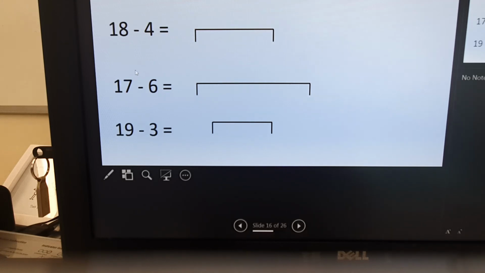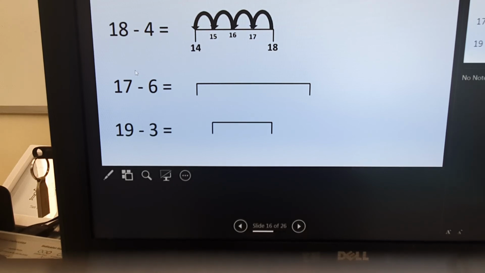Okay, so now we're looking at slightly larger numbers. So we're going to be subtracting a single digit number from a 2-digit number. We cannot swap them round this time, so we always need to start with the bigger number. So 18 take away 4, we would jump back 4 on the number line, which would give us our answer of 14. Now pause the video and have a go at the next two in your home learning books.